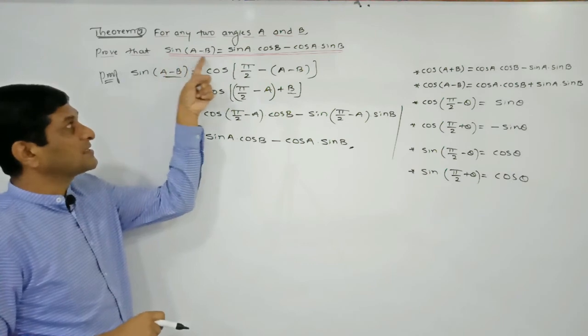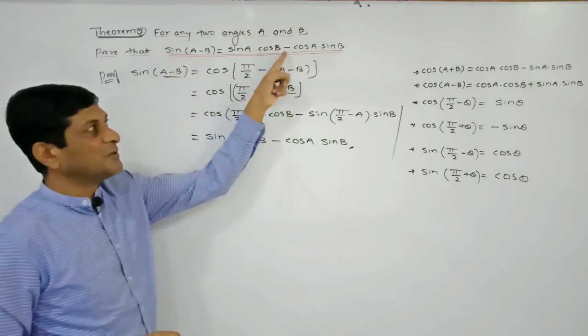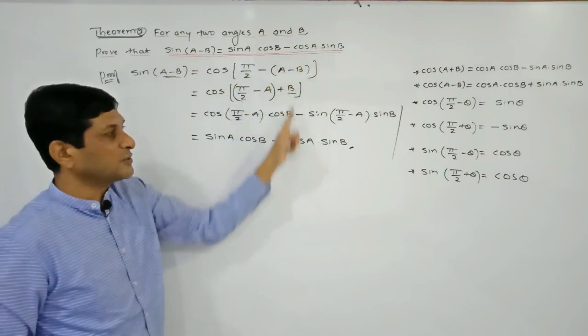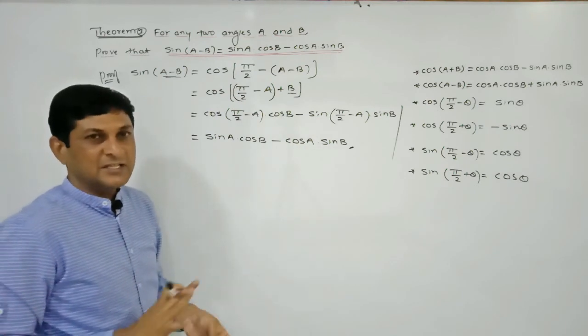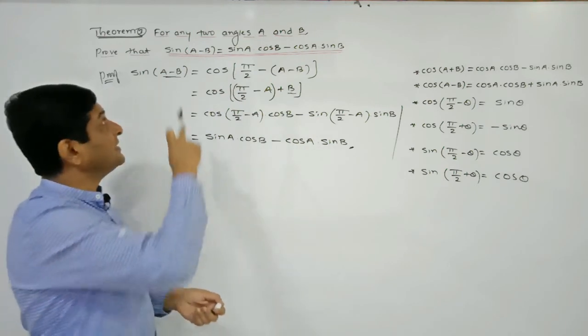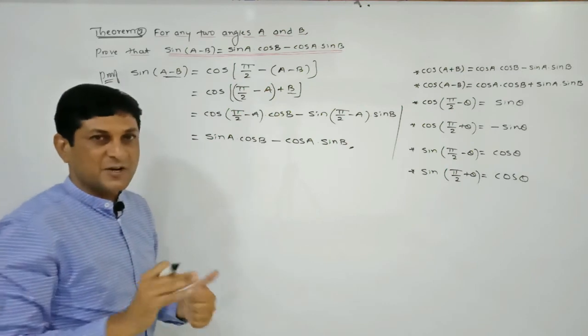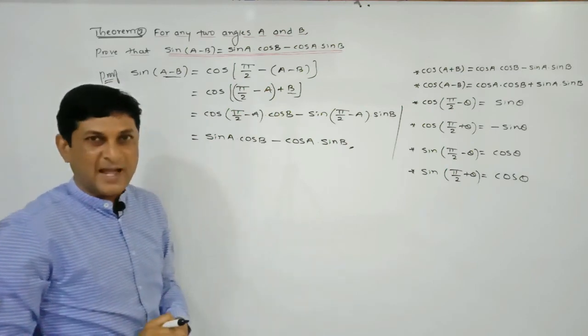What we have proved here is sin(A minus B) is equal to sin A into cos B minus cos A into sin B. In this way we have proved the next important formulas for trigonometric ratios of compound angle.